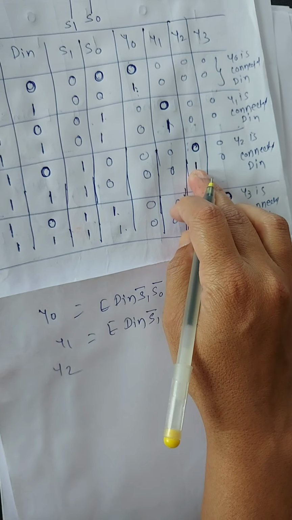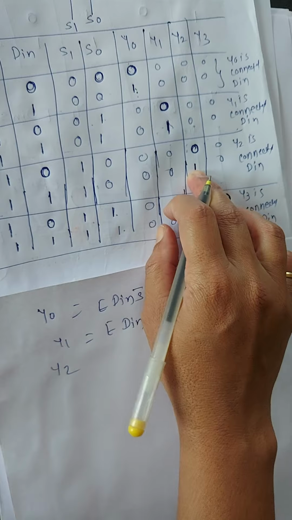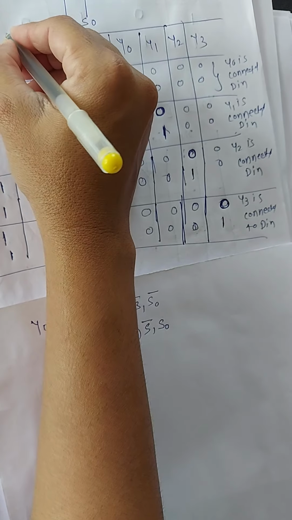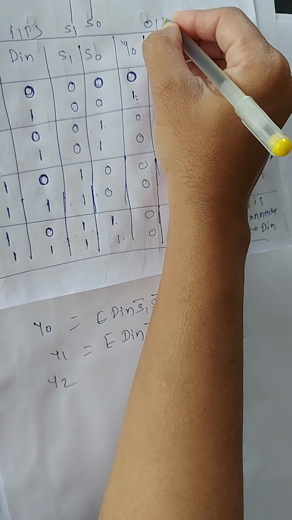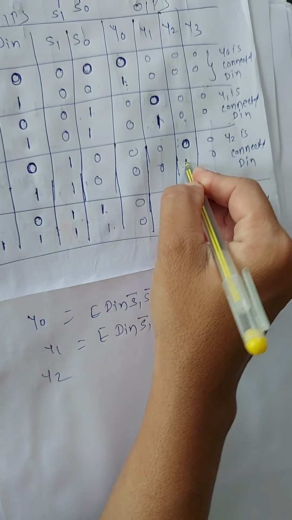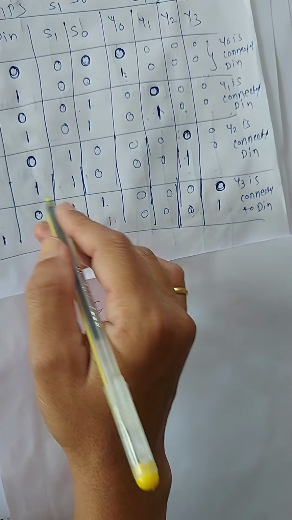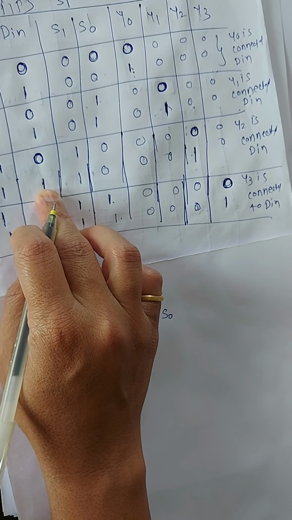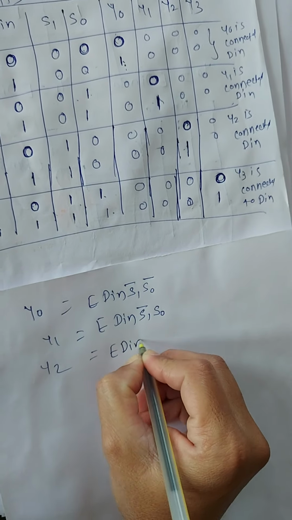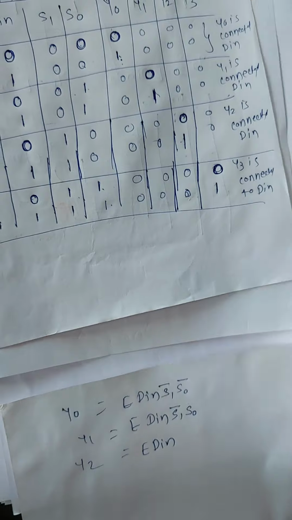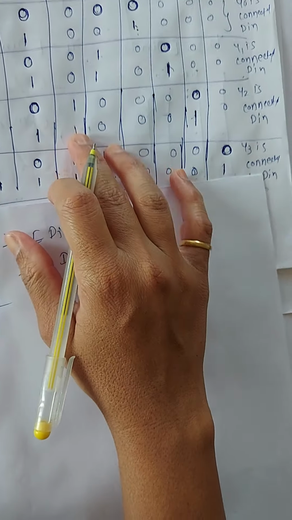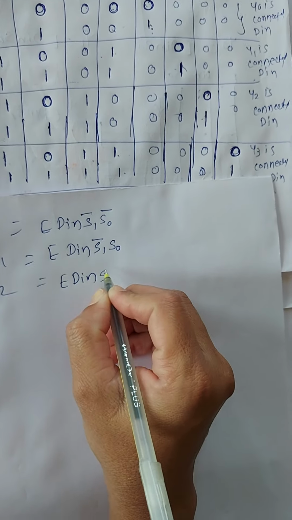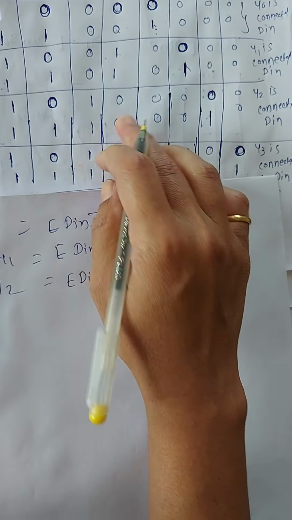Next, Y2. Y2 is 1 here. For that, these are the inputs and these are the outputs. Where the output is 1, that input line you have to consider. That is E, D in, and 1 0. S1 is 1, so S1 and S0 bar, that is a 0.